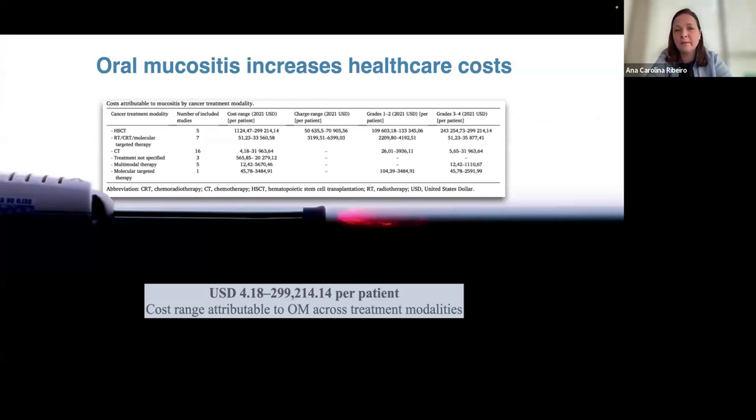Now, moving to the main findings of our systematic review, we observe a very wide range of costs. Across different cancer treatments, oral mucositis was associated with a financial impact ranging from about $4 to almost $300,000 per patient. As shown in this table, the cost range varies according to the clinical setting, treatment type, severity of mucositis, and use of healthcare resources.